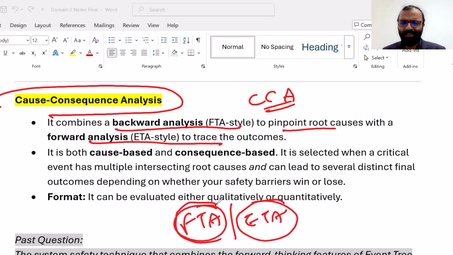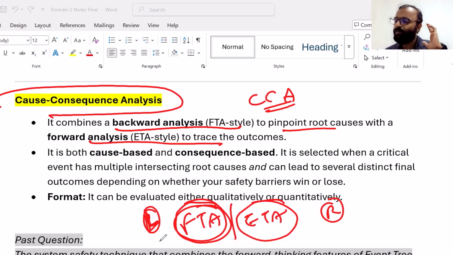So what will you get in fault tree analysis? On the left side you will have the fault tree analysis, and on the right side you will have your event tree analysis. So when these two are being combined, it is cause consequences analysis. Here you will be getting the root cause. Fault tree analysis will be checking the root cause, why this has happened. A big accident has happened.